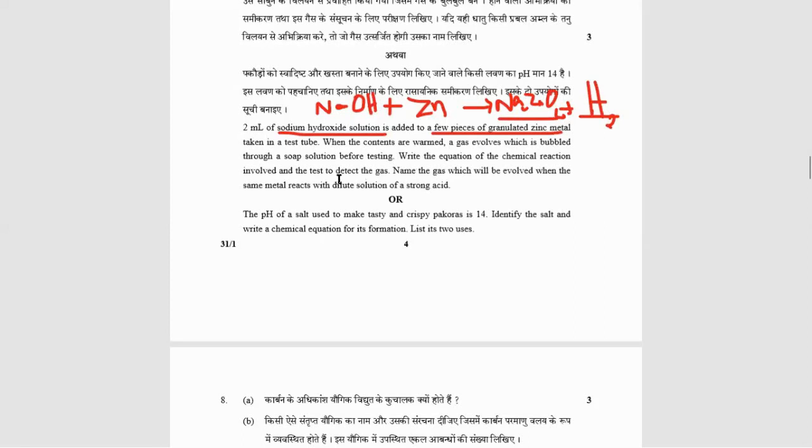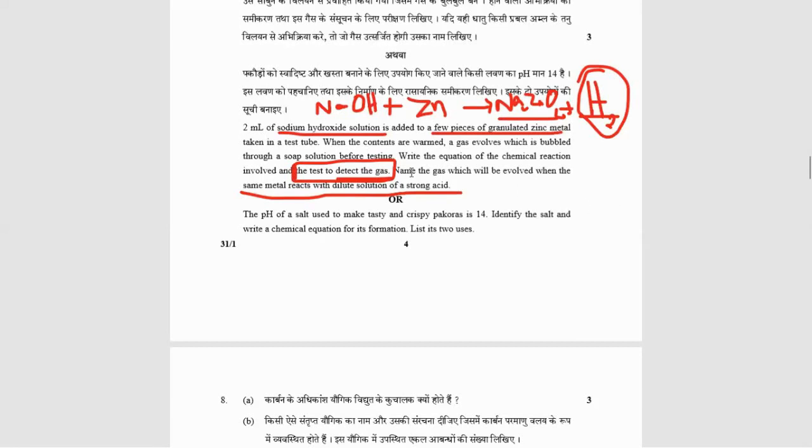Then detect the gas. What is that gas? It is hydrogen gas. And name the gas which will be evolved when the same metal reacts with a dilute solution of strong acid. That also we'll see. Here he asked, in the chemical reaction, the test to detect the gas: what will you do? How will you test the gas? Simple, bringing a burning splinter near the gas, that will put off with the pop sound. If you write that, you will get another mark.